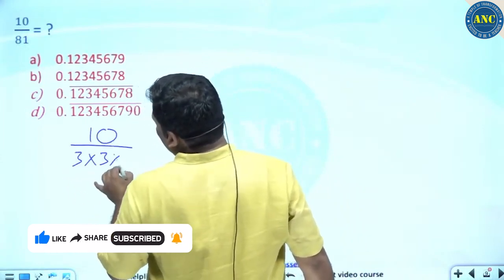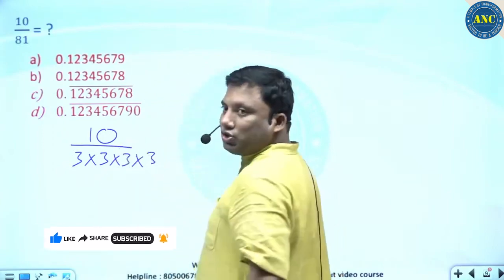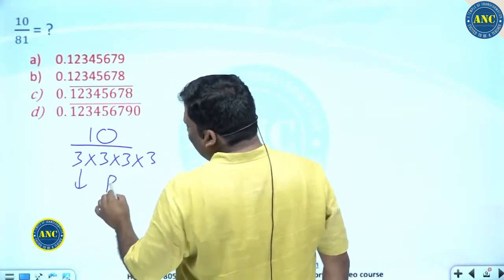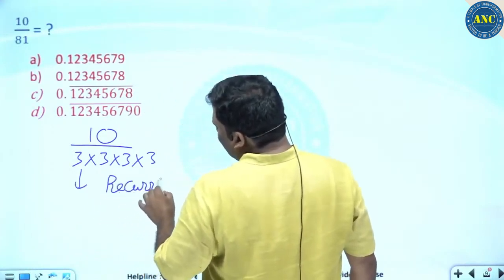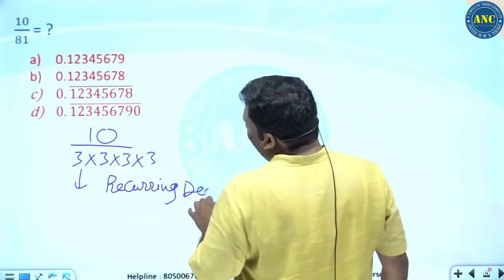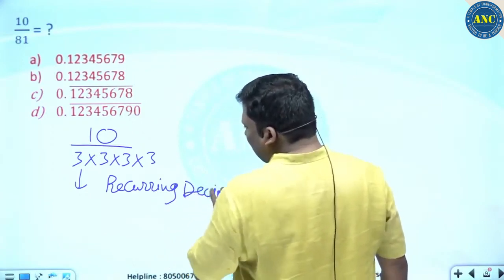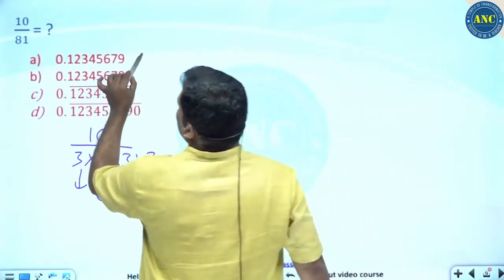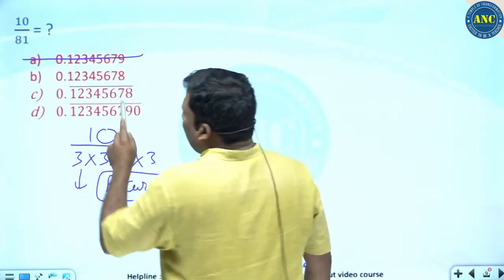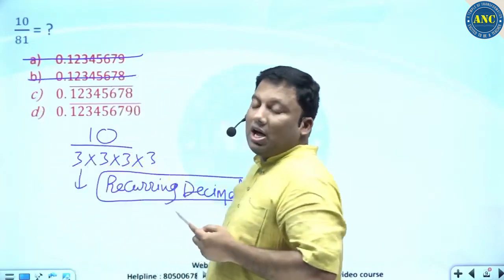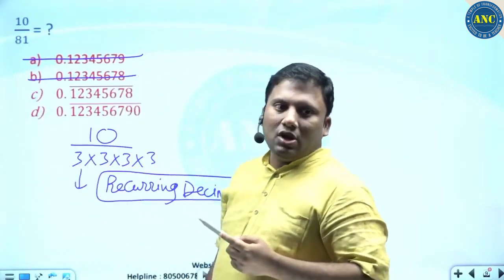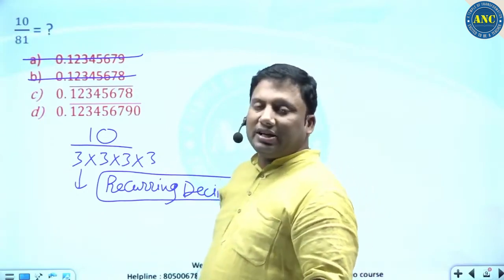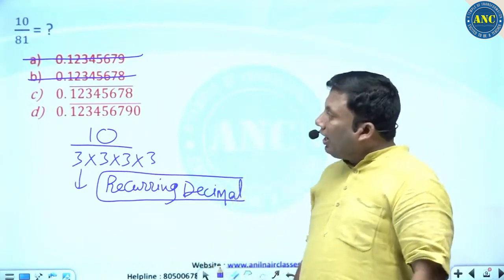81 is 3 into 3 into 3 into 3. Right? 3 is a prime number other than 2 and 5. So it is a recurring decimal. The answer should be a recurring decimal. Just by looking at the question, you are able to say that terminating is not possible. Only 50% of the questions we are able to eliminate.